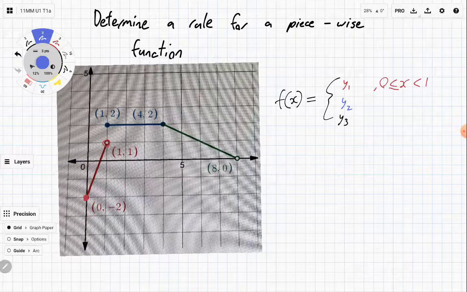Well, the blue one is solid at both sides, so it's going to be less than or equal to for x, and it's from 1 to 4, based on the fact that it starts at x equals 1 and it finishes at x equals 4. So you can see even on the picture it's going from 1 to 4.